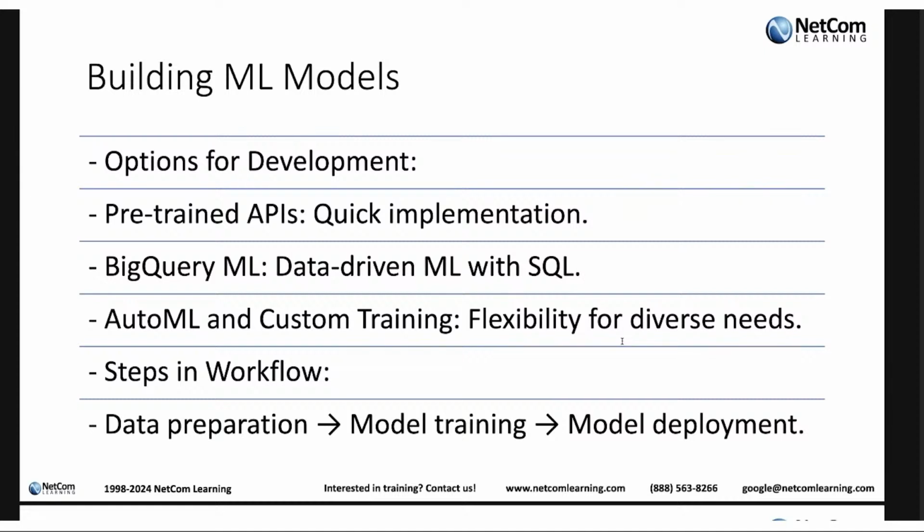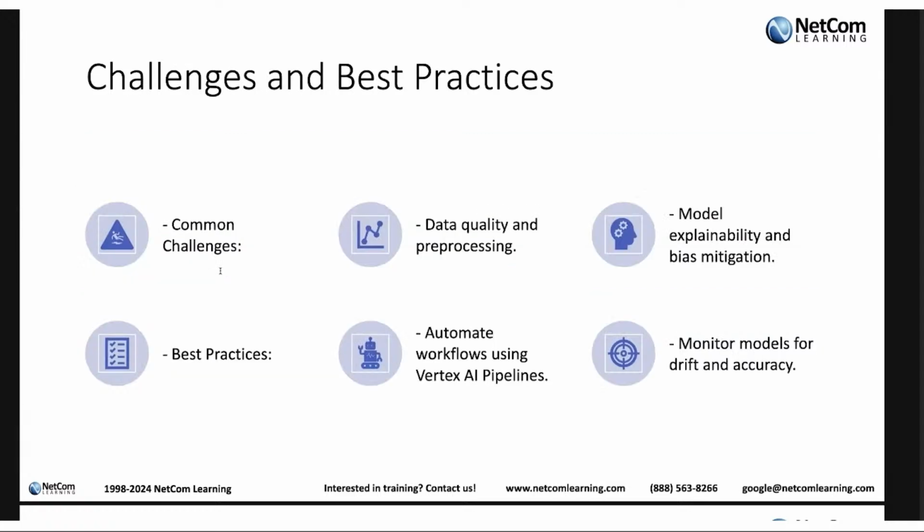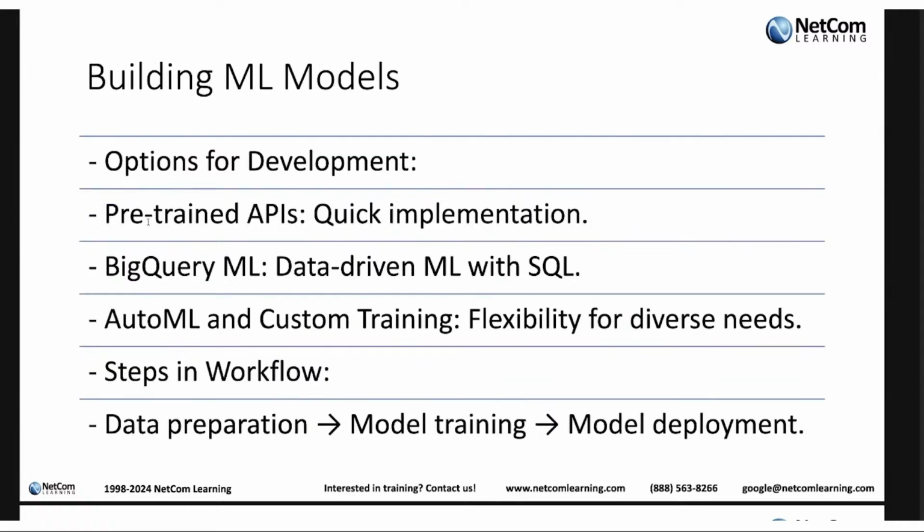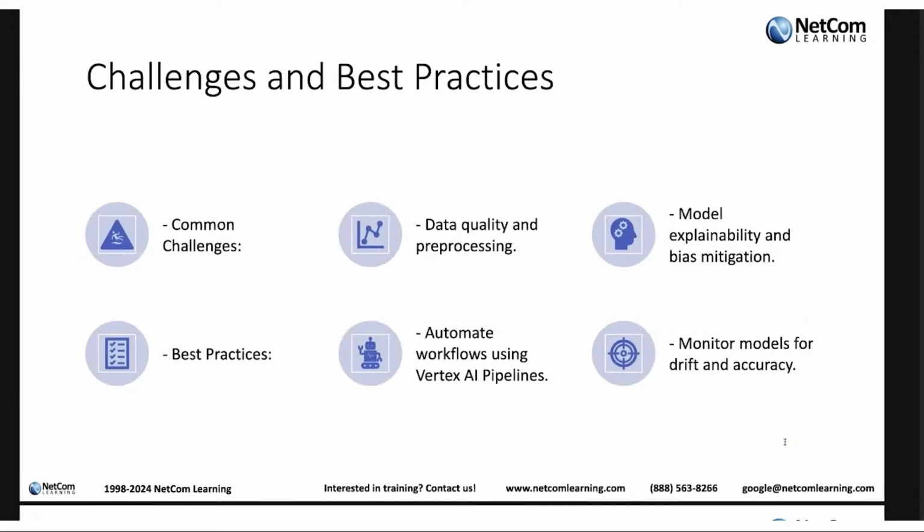Now, if you want to look into the different options, I talked about the pre-trained APIs. I talked about BQML. I already talked about in detail AutoML and custom training. And I also talked about different workflows. And this whole thing I've explained in detail. If there are any questions, please let me know. Otherwise, any questions so far? Okay, I'll monitor the chat. If there are any questions, please let me know.